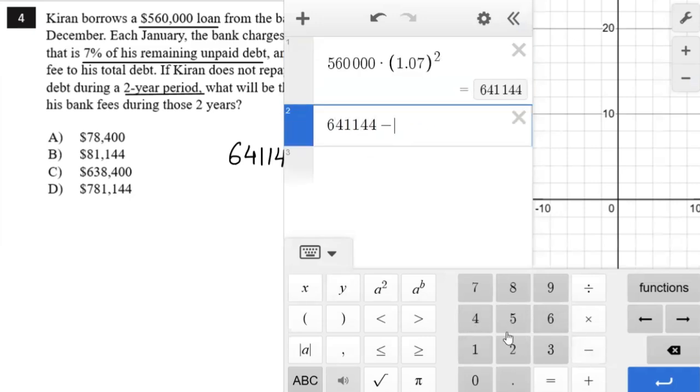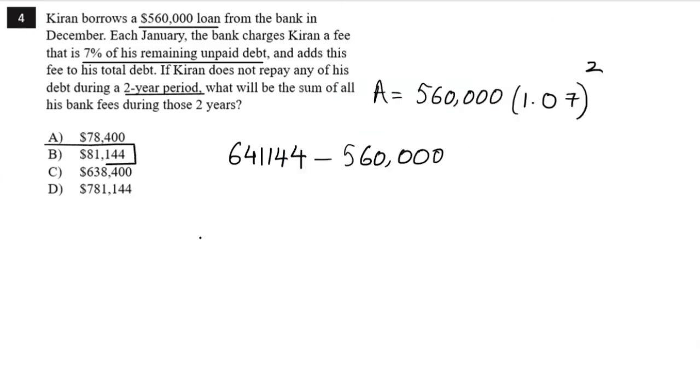So let's just say 641,144, and minus 560,000. That's 81,144. So which seems the correct answer? B is the correct answer.